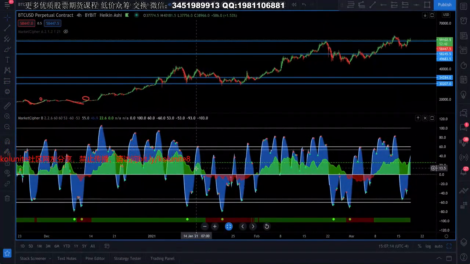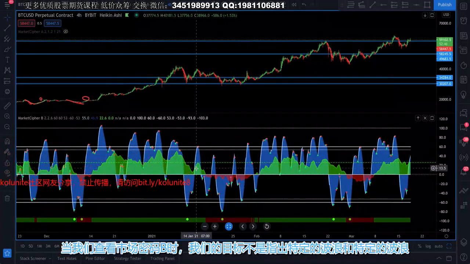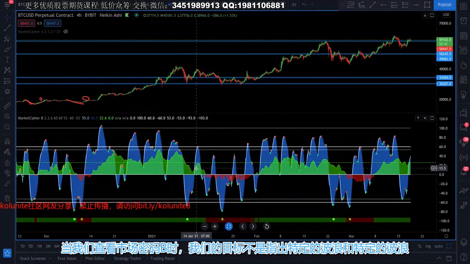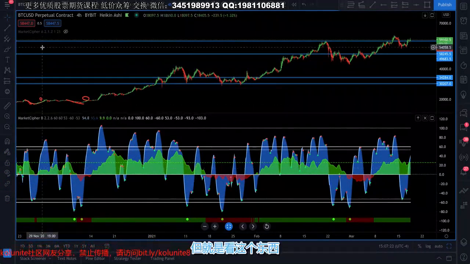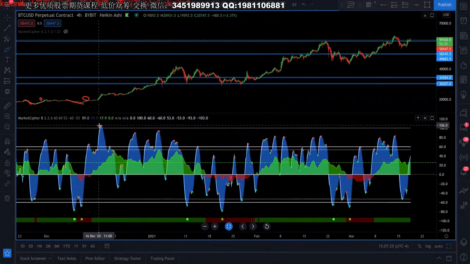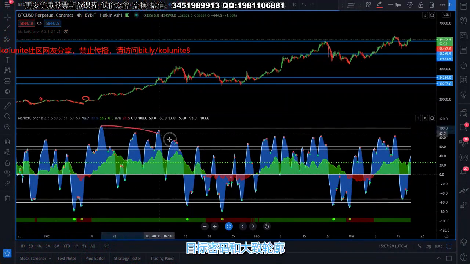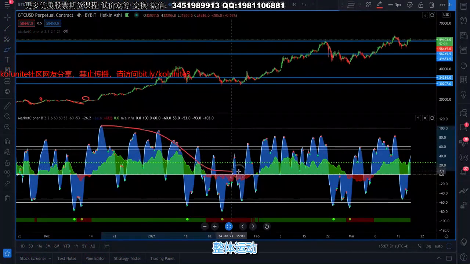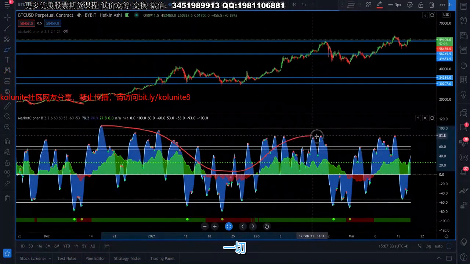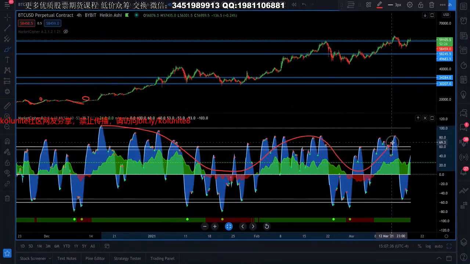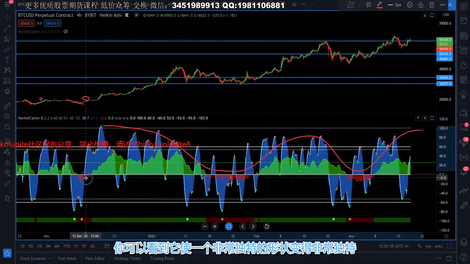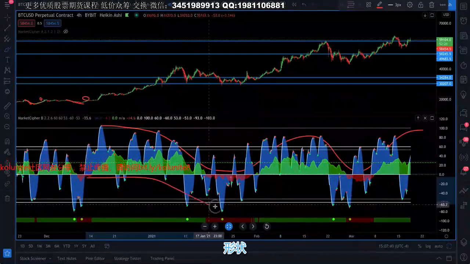Okay? And our goal when we're looking at Market Cipher B is not to point out specific waves and specific dots, but it is to look at this thing as a structure. And if you take your pen tool and you just draw on Market Cipher and generally outline the overall movement of everything here, right? You can see that it makes a very distinct shape. A very distinct shape.